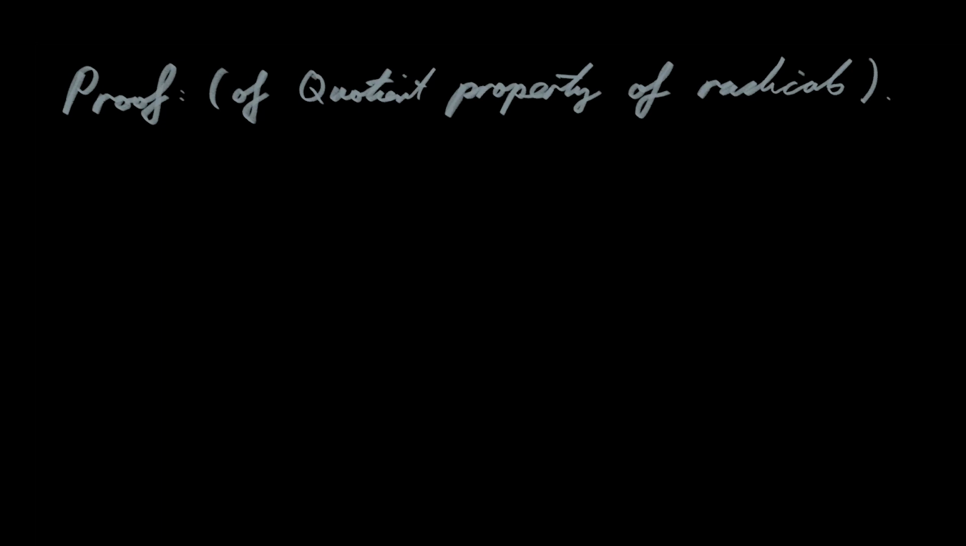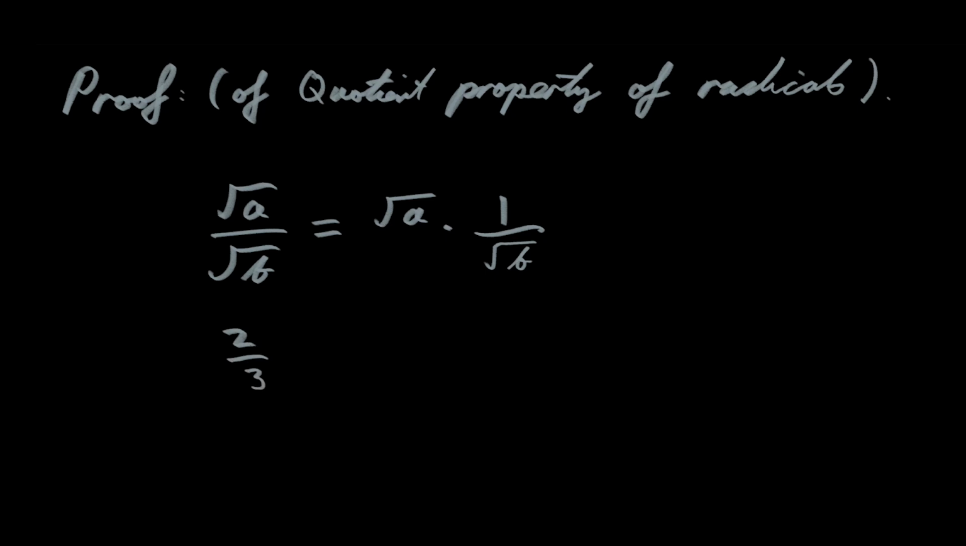All right, so again, let's consider the square root of a over the square root of b. Okay, and we can write this as the square root of a times 1 over the square root of b. Okay, so that's just like if we had, let's say, 2/3, we could write 2/3 like this. We could say 2 times 1/3. Okay, that's what we've done.